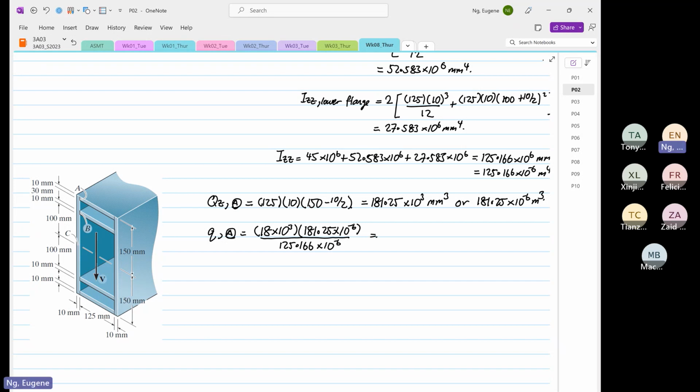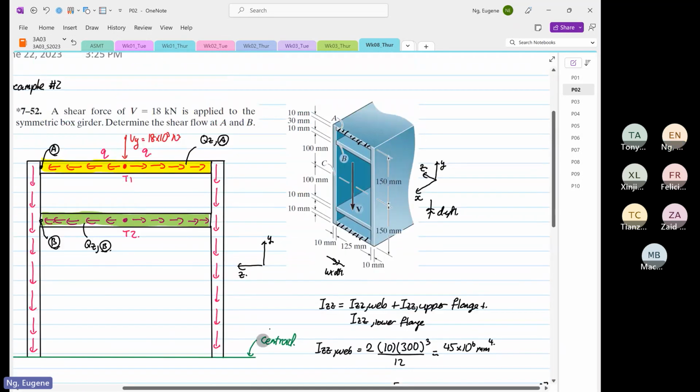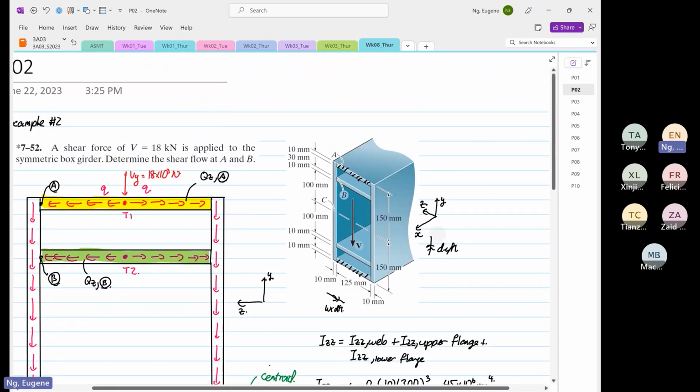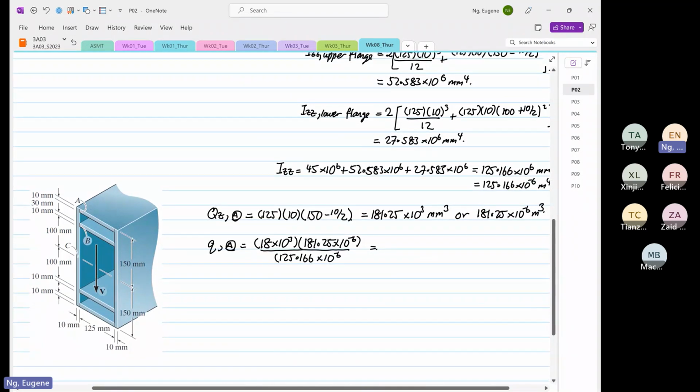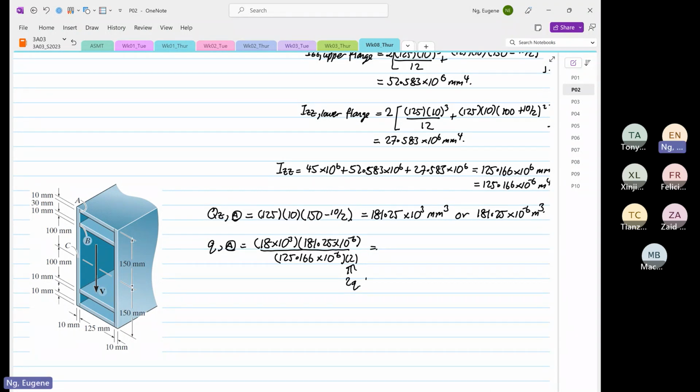I do apologize. I made a mistake. Okay. So there's one Q over here. There's the other Q over here. You have to divide by 2. This is because of 2Q. Okay. Box beam analysis.